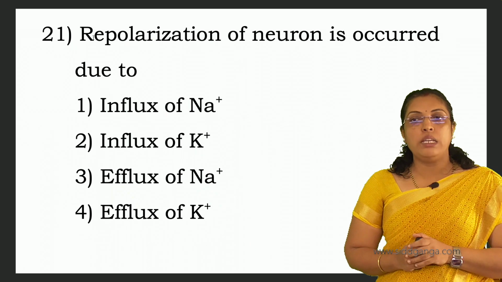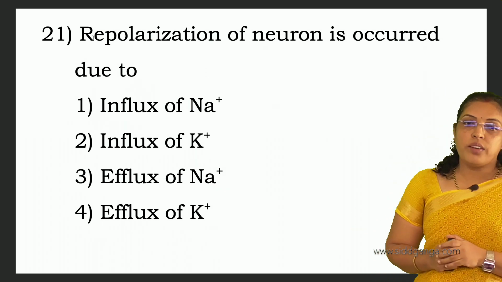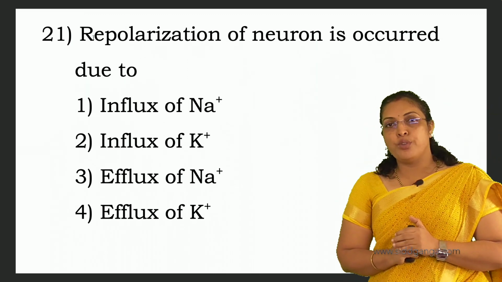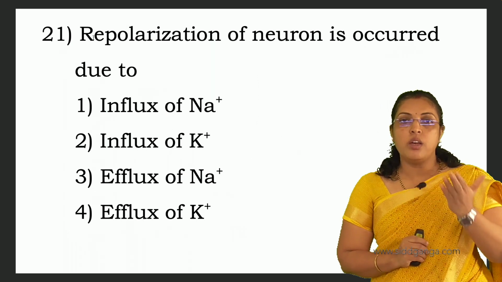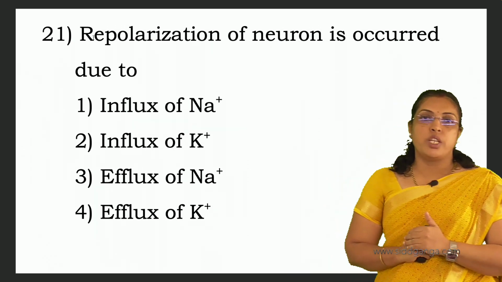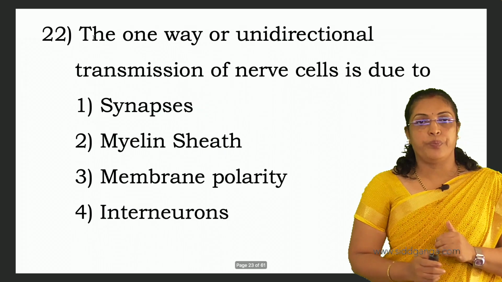Repolarization of neuron occurs mainly due to efflux of potassium. Movement of potassium ions from the intracellular fluid, that is from the axoplasm, to the extracellular fluid. It's mainly due to efflux of potassium. That is for the 21st, fourth is the option.